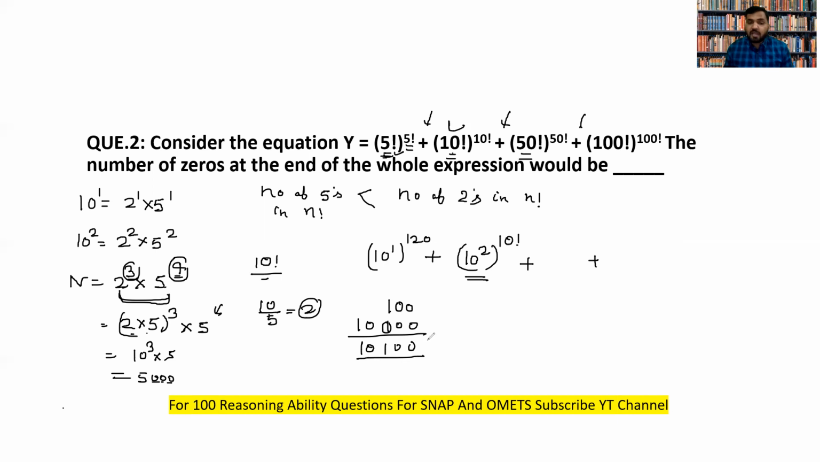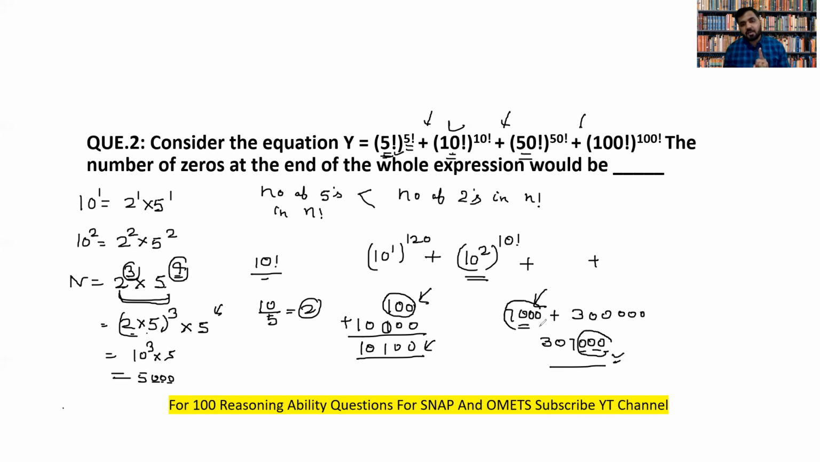And this resultant number will have the same zeros as the number of zeros in 100. So when you are adding two numbers, the number of zeros will depend on the number which has fewer zeros. For example, if I'm adding 7,000 with, let's say, 3 lakh, then the resultant number would be 3,07,000. Now the zeros in this resultant value depend on the number of zeros in this particular number, because it has fewer zeros. So therefore, the resultant number also has the same zeros as this number, right?